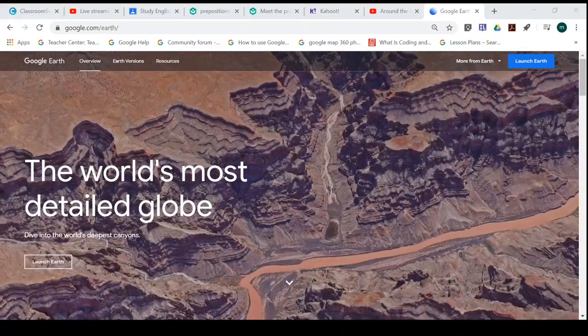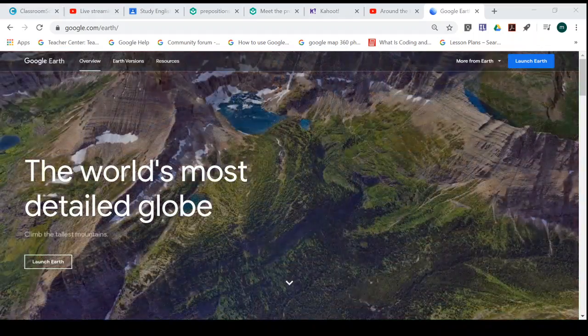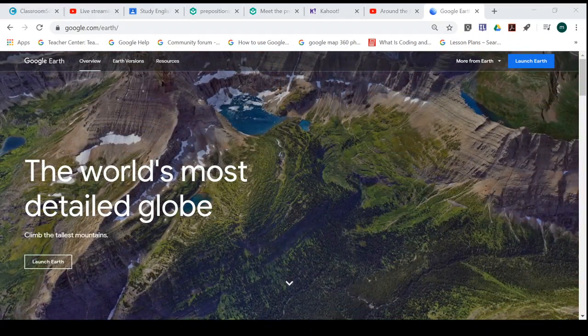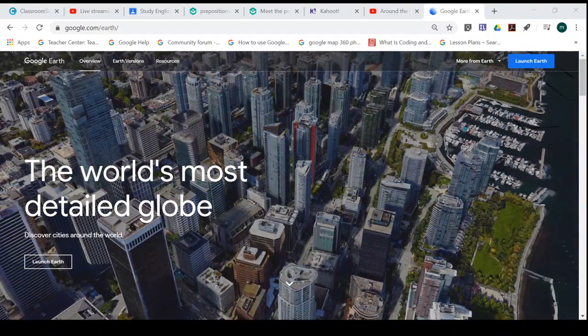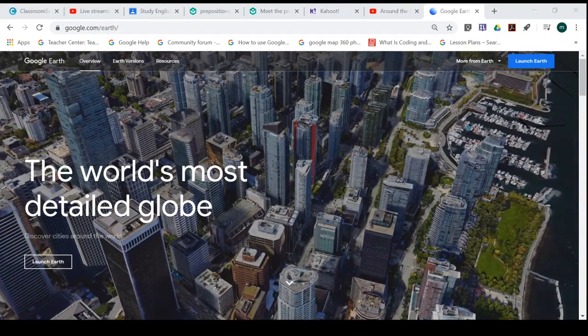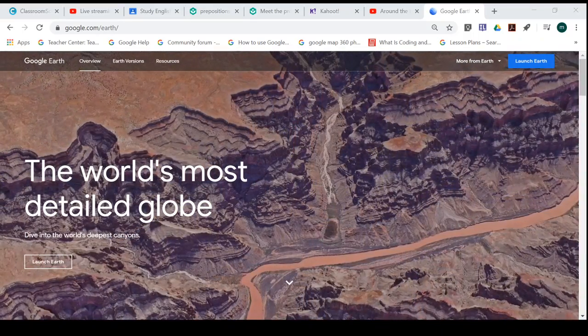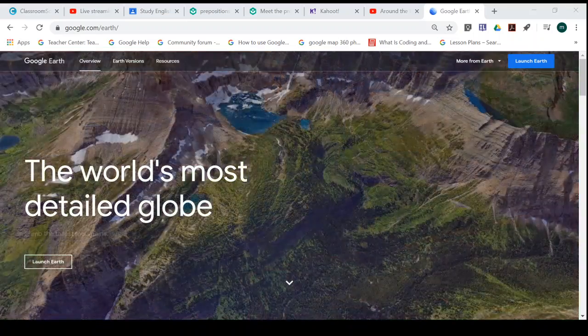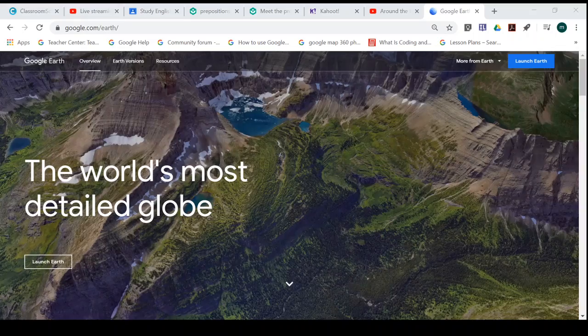So today, maybe this afternoon, have a little think about, oh yeah, what great places have I visited, and what great places would I like to go and visit maybe when I'm older. Yeah, so have a think about that, because tomorrow we're going to have a lot of fun with Google Earth.